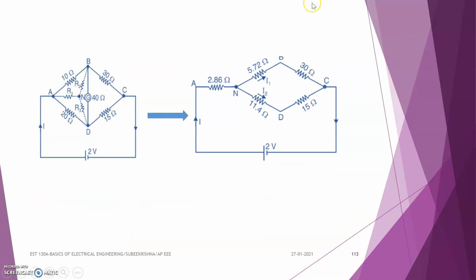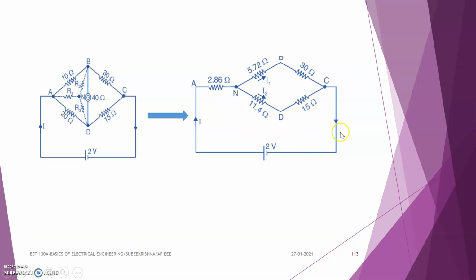So the circuit becomes, instead of this delta, now the circuit contains a star. Here it is 2.86, and here it is 5.72, and it is 11.4. The other two resistances are present here, that is 30 ohm and 15 ohm. So the circuit is like this. Then we should solve the circuit.